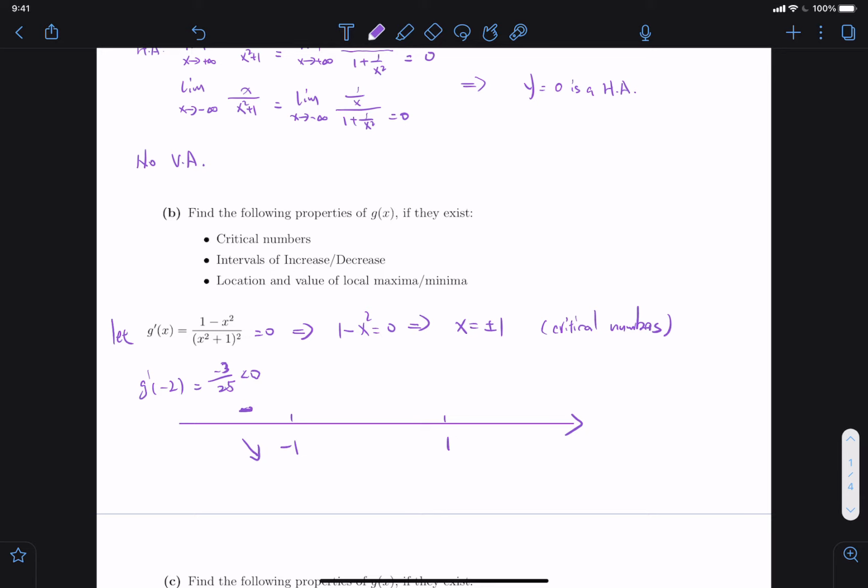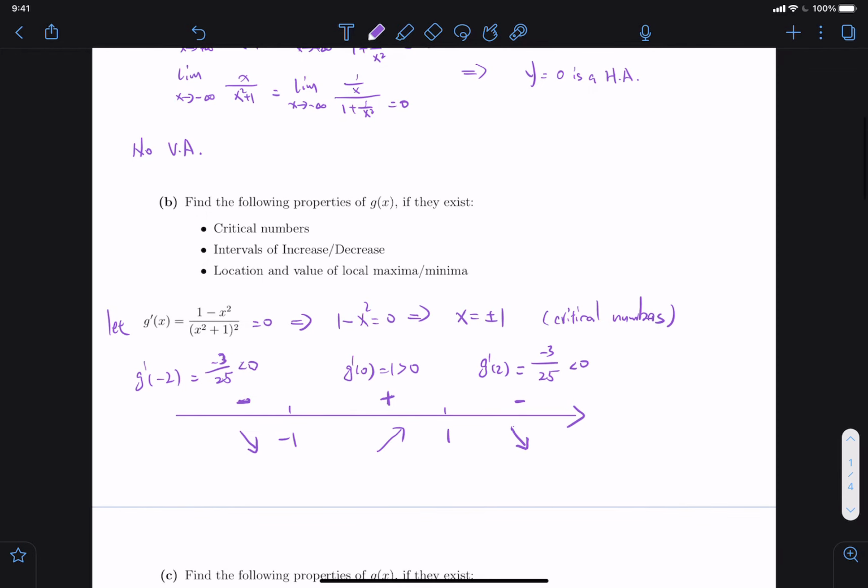And then you choose another point, maybe g prime of 0. g prime of 0 is greater than 0 because it's equal to 1. So we have a positive sign here, right? The function is increasing. And you choose the last point, maybe g prime of 2, that is -3/25. It's also negative, so a negative sign here. The function is decreasing, right? So now we have the intervals of decrease and increase, right? This is increasing from -1 to 1, and decreasing from -infinity to -1, and 1 to positive infinity.